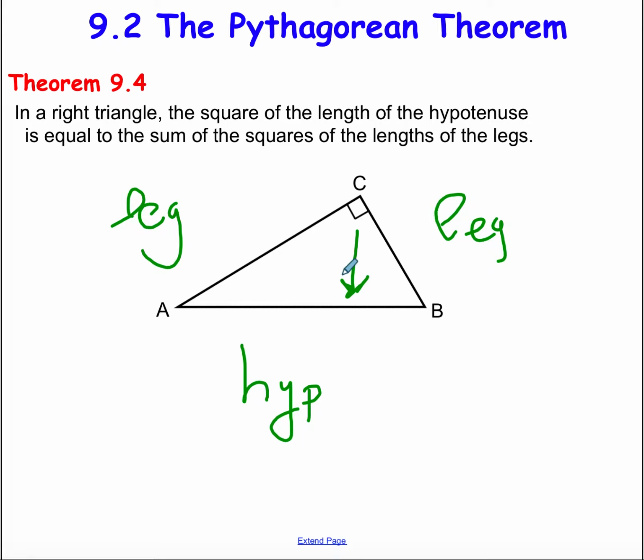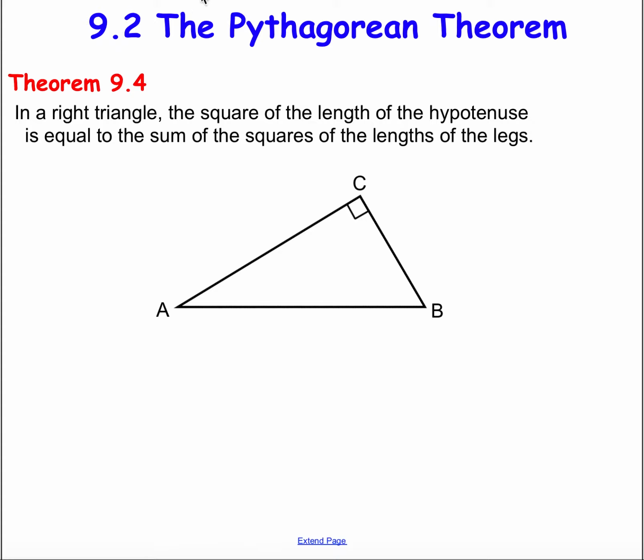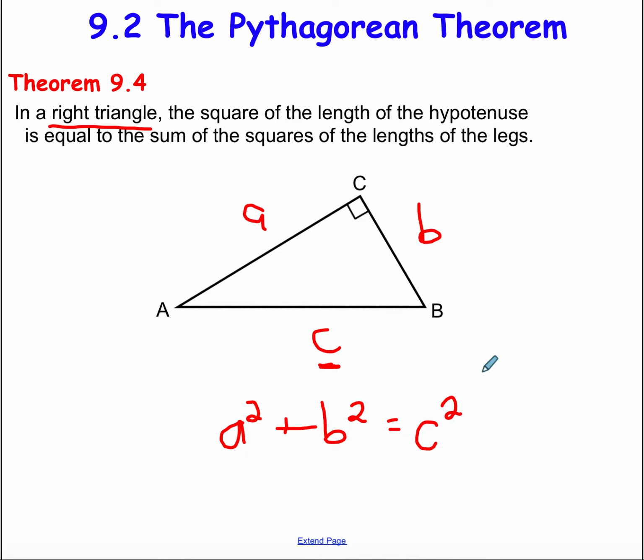The hypotenuse is always going to be the side across from the right angle. So, this theorem is famously known like this. If I call one leg A, one leg B, and the hypotenuse C, remember the hypotenuse is always C, then it has to be a right triangle. Then what this theorem says is that A squared plus B squared equals C squared. Okay, and that's it. A squared plus B squared equals C squared, where A and B are legs and C is the hypotenuse.